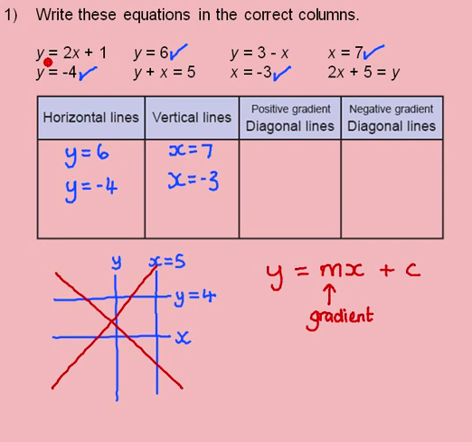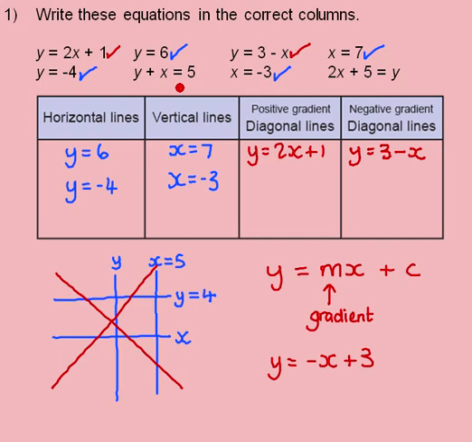So the equation y equals 2x plus 1, I can compare with this, and I can see that m is 2, and it's a positive 2, so it will have a positive gradient. So that immediately goes here. Y equals 3 minus x, I need to rearrange a little bit. I need to write it in the form minus x plus 3. Now I can see that the gradient is negative. So y equals 3 minus x will go in here.